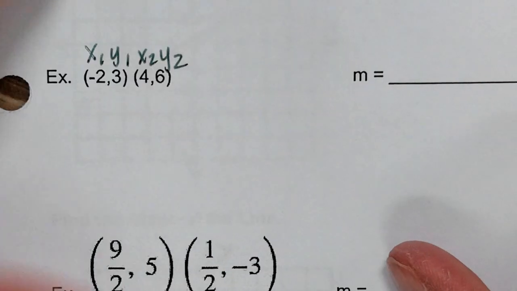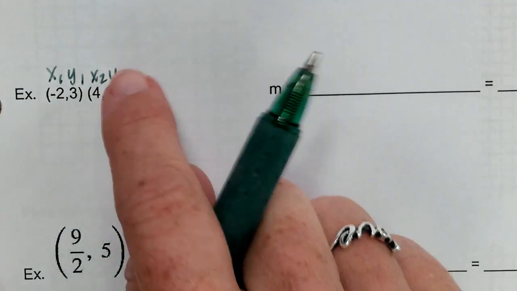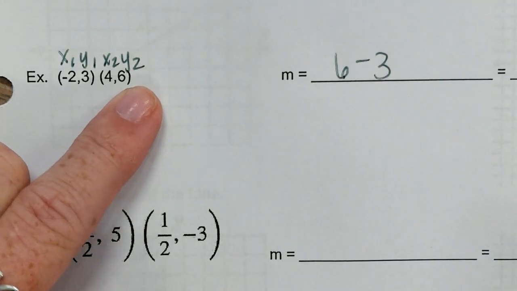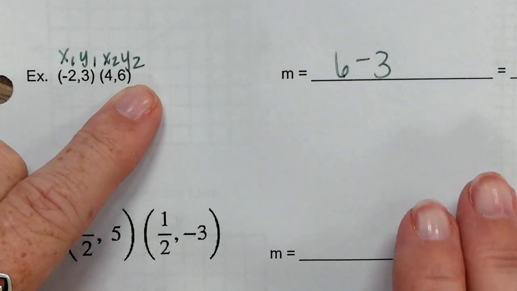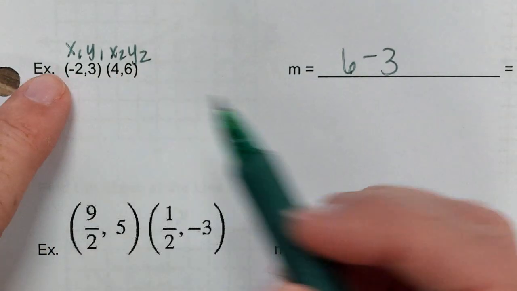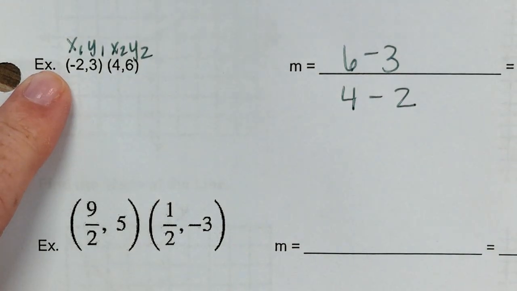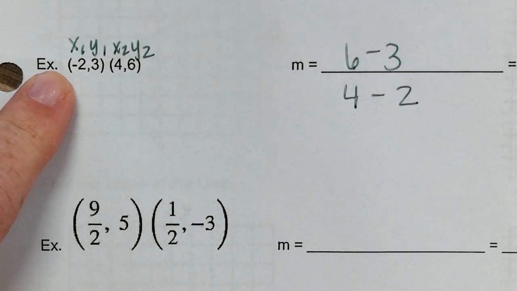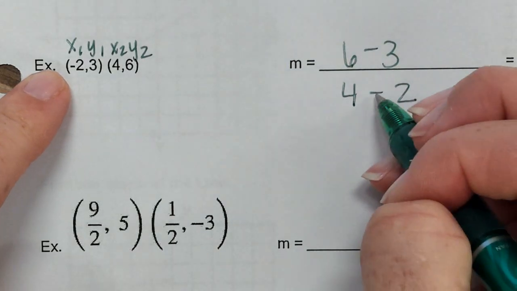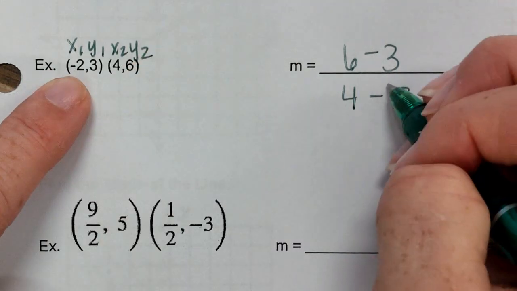Okay, what does the formula say? Y2 minus y1. So I have 6 minus 3. Now stop and look at what I'm about to do. I'm going to make a mistake, and I want y'all to find my mistake. x2 minus x1. Did I do it right? No. Who can tell me what I did wrong? It's x2 minus the value of x1, and x1 is negative 2.